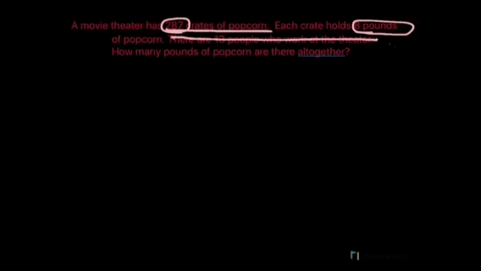No, the movie theater has 287 crates of popcorn. Each crate holds 8 pounds of popcorn. I also know 13 people work at the theater. But the question isn't asking about the people who work at the theater, so this is extra information that I'm going to cross out. The question is asking how many pounds of popcorn there are altogether, so I know I'm going to have to multiply.